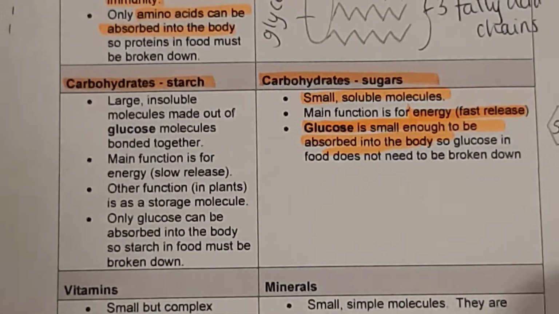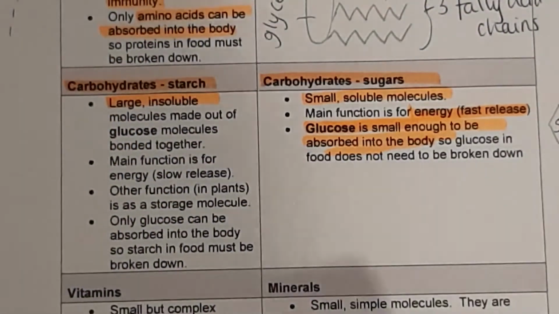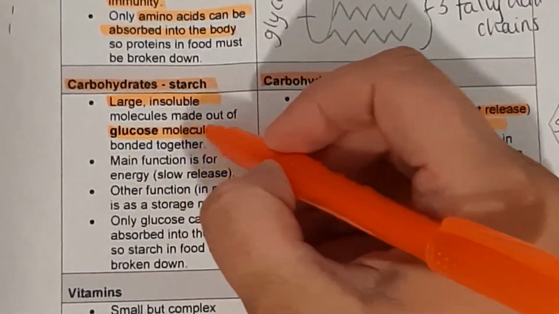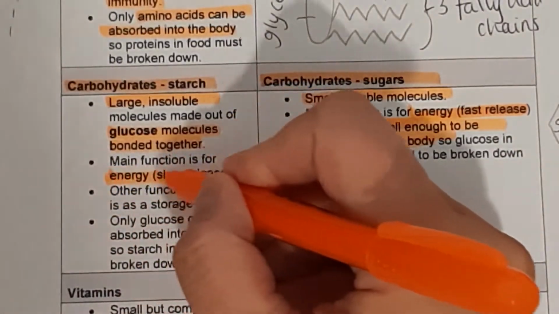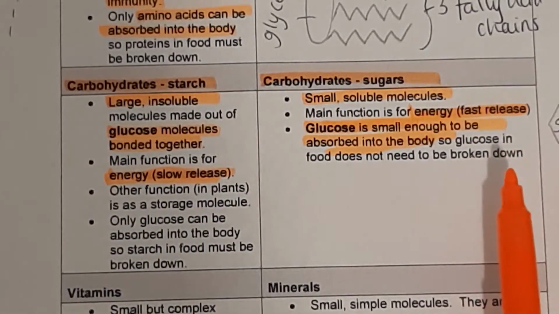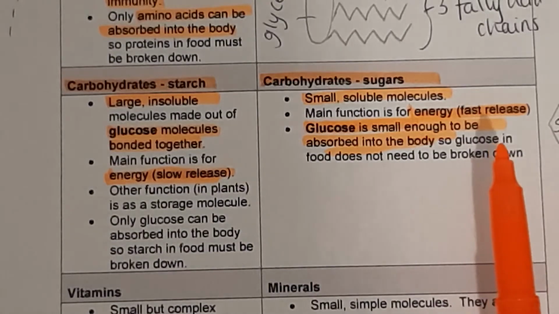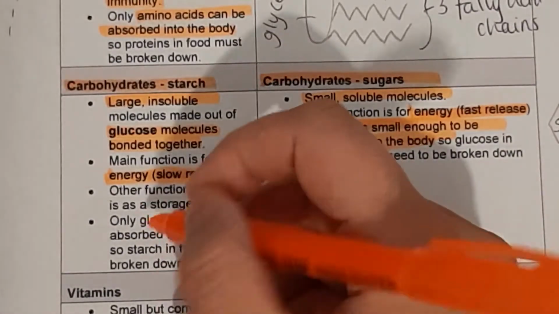Now, carbohydrates in the form of starch are much larger and they are not soluble. They're big, long chains of molecules made out of glucose molecules bonded together. Its main function again is for energy, but this time slow release. You may have heard about the glycemic index of foods, or low or high GI foods. Something that is low GI is mostly made of starch, so it's very slow release energy. Something that's high GI is made almost purely of sugar and it's very quick energy.